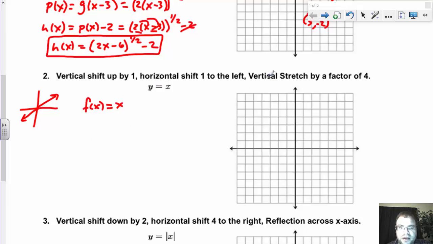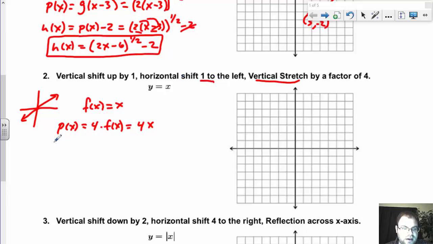And then the first thing I'm going to apply is this vertical stretch by a factor of 4. So I'm going to make another function here called p of x, and we're going to say that's 4 times f of x, which is basically 4 times x, which is 4x. Alright, so that's one transformation, a vertical stretch. Vertical stretches and compressions go outside of the function, put in front.